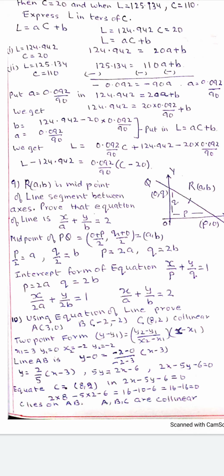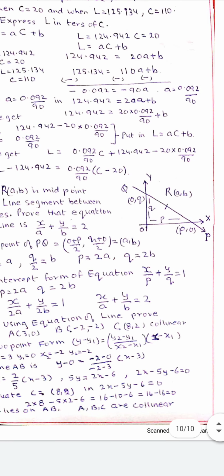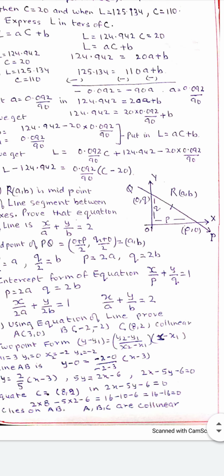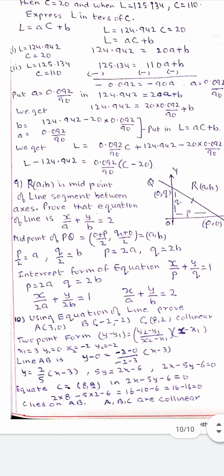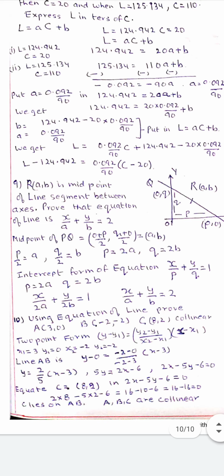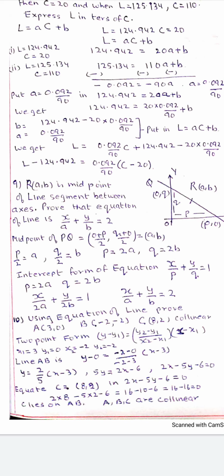Ninth question: P(a, b) is the midpoint of the line segment between the axes. Prove that the equation of the line is x upon a plus y upon b is equal to 2. The midpoint of P and Q: the coordinates of P are (p, 0) and Q is (0, q). Using the midpoint formula, (0 plus p) by 2 and (q plus 0) by 2 are given as a and b. So p by 2 is a and q by 2 is b. So p is equal to 2a and q is equal to 2b.